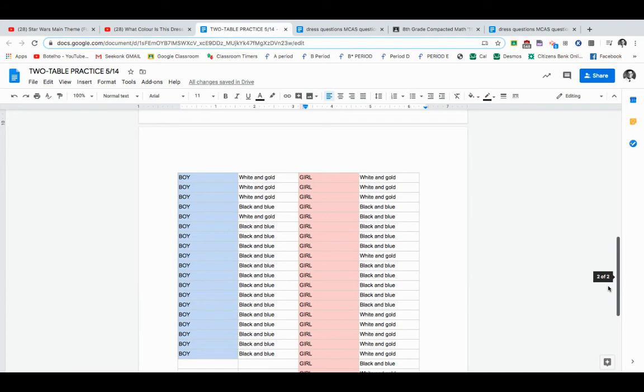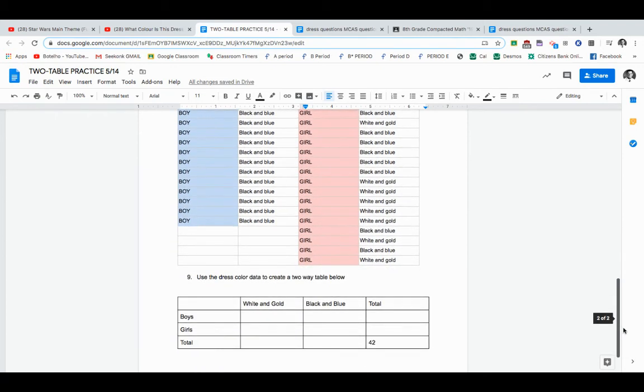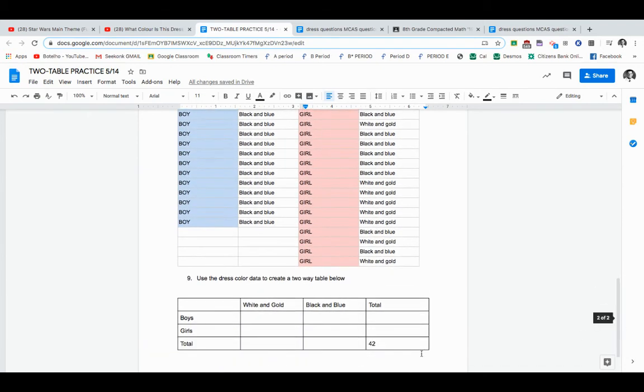Then we went into the dress color. You either saw white and gold or blue and black. What I did here is I put the data and you were to fill in this table. I'll fill it in with you, but hopefully you've done it already. Boys that saw white and gold, I was one of those boys, was 4. 15 saw black and blue. Girls was 11 that saw white and gold, and 12 that saw black and blue. So you can see girls was more split. Boys definitely saw way more black and blue.